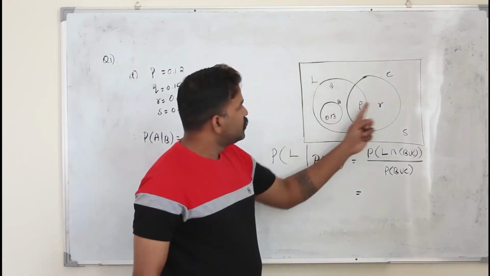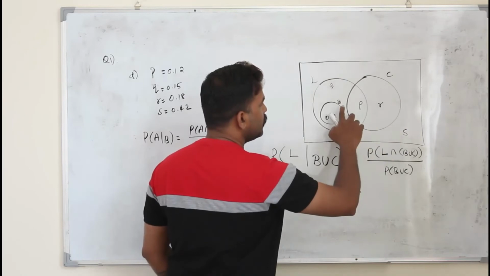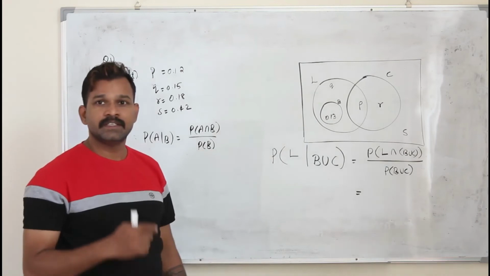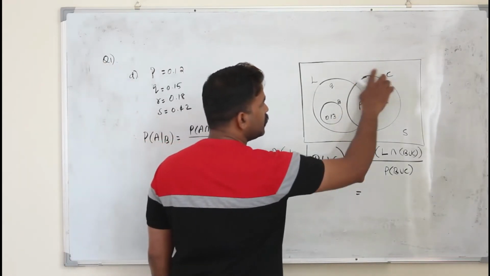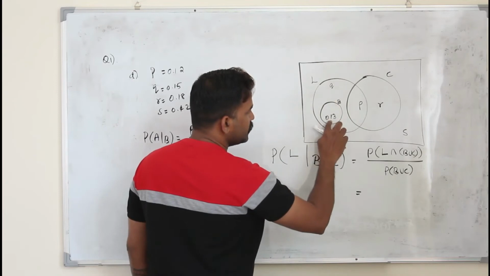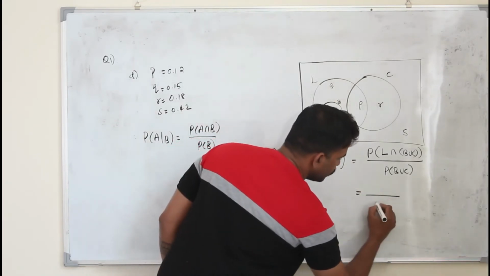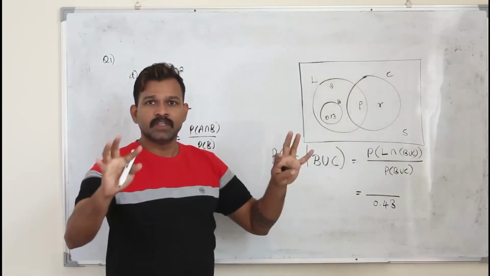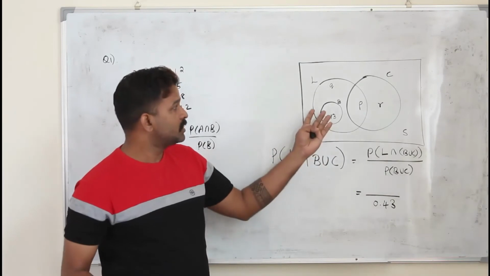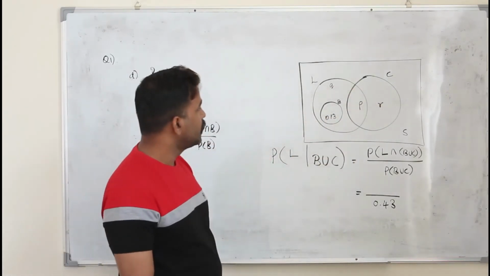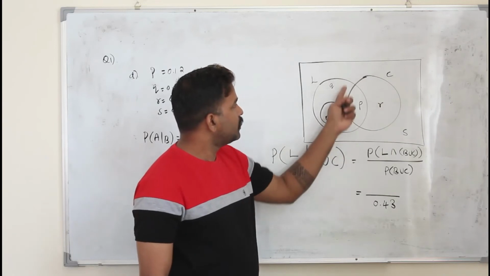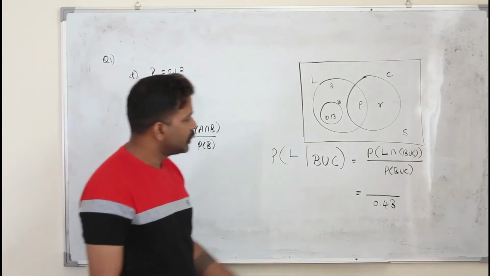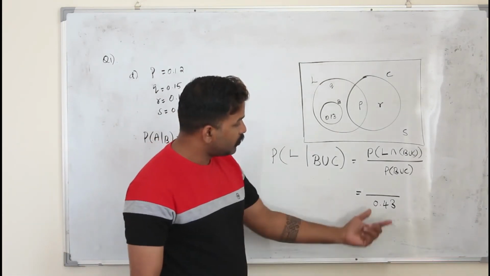Now B union C is this whole thing. If you look at the previous part, part C, it's given P of C is 0.3. So this whole thing is 0.3, P of B is 0.13. So if you add them, it's 0.43. Because these two are mutually exclusive, if you want to find the union, you just need to add these two sets. 0.13 plus this whole thing, P plus Q, P plus R. P plus R is 0.3. So you got 0.43.